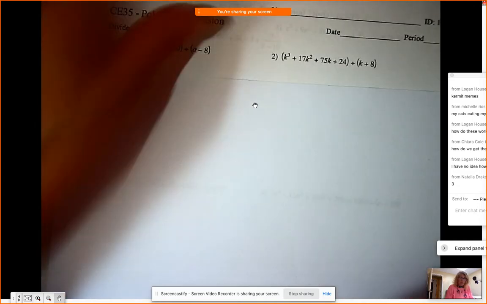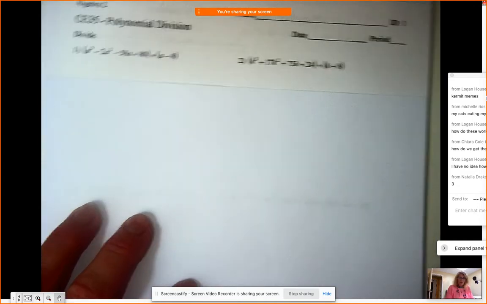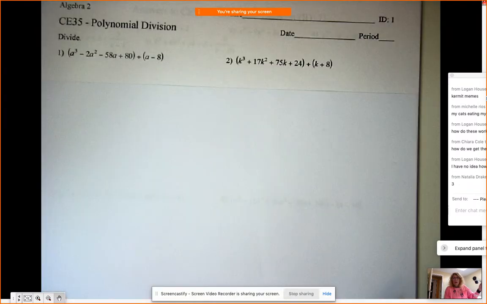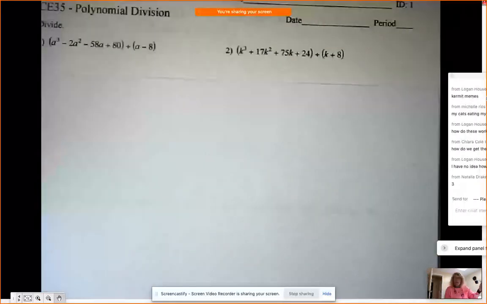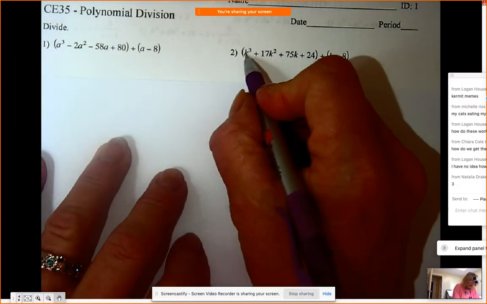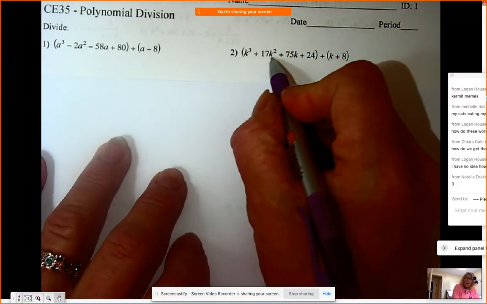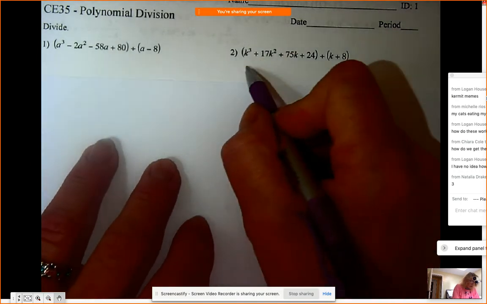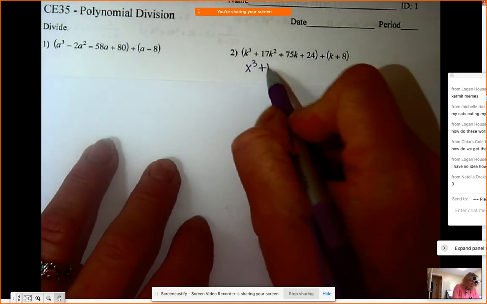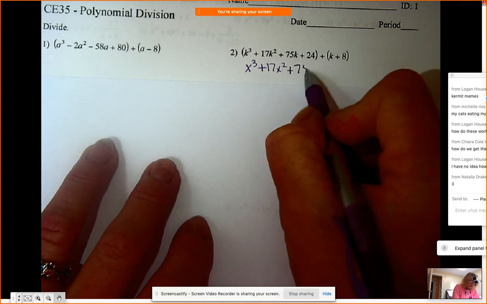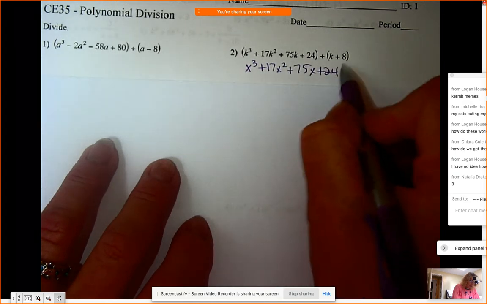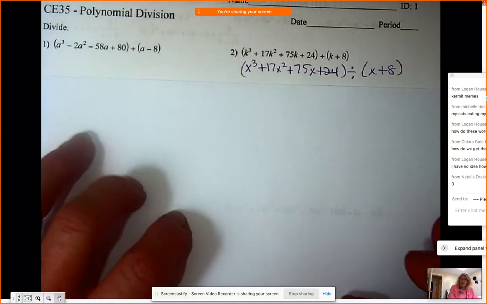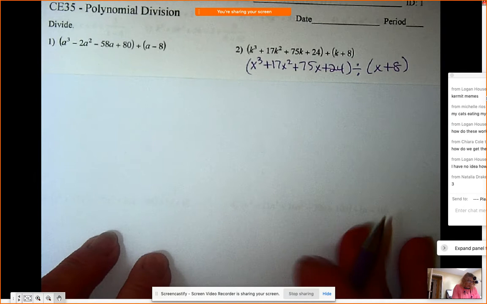Okay, here we go. We're going to learn how to divide polynomials. They usually write it like this, but it's possible they could write it like a fraction. I will start with, it won't matter, I'm going to use x instead of k, just because I'm used to x. So really, I'm just going to say this is x cubed plus 17x squared plus 75x plus 24, all of it divided by x plus 8. I didn't change the equation. I just prefer using the letter x.